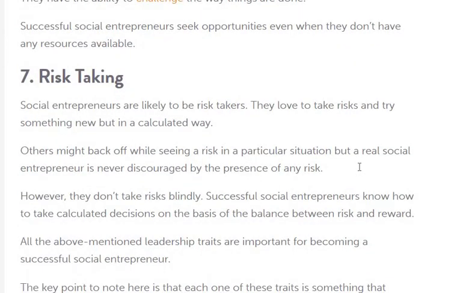And the last one is risk taking. Risk taking is a very, very important trait of leadership in social entrepreneurs. Because without risk, you cannot achieve your goals. Without risk, you cannot grab your goals. Without risk, you cannot complete your task.